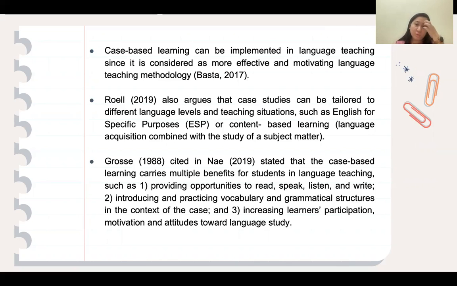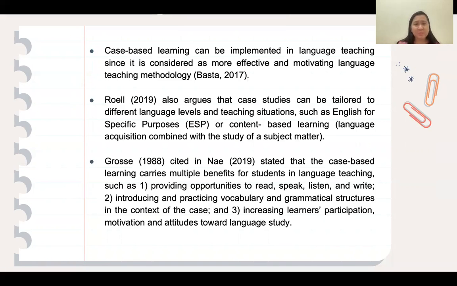Based on Growth, cited in NIM 2019, case-based learning carries multiple benefits for students in language teaching. There are 3 benefits. The first is providing opportunities to read, speak, listen, and write. The second is introducing and practicing vocabulary and grammatical structures in the context of the case. And the third is increasing learners' participation, motivation, and attitude toward language study.